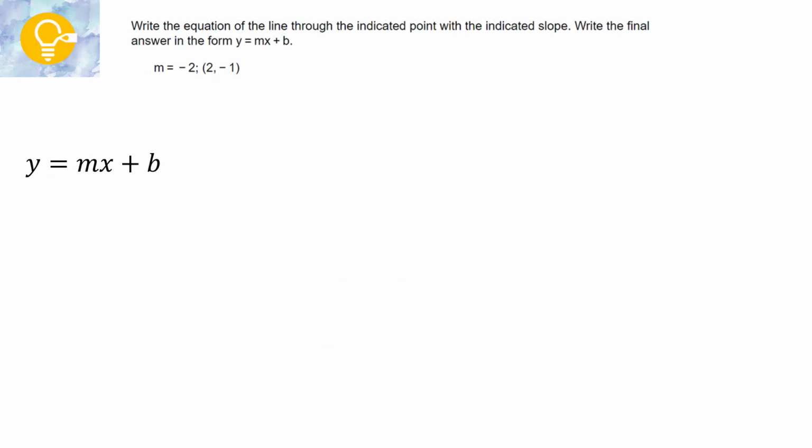You get to try this one by yourself. Write the equation of the line through the indicated point with the indicated slope. Write the final answer in the form y equals mx plus b. They give us the slope, m, is negative 2, and the ordered pair 2, negative 1. Pause the video, work it, and then press play so we can check it.